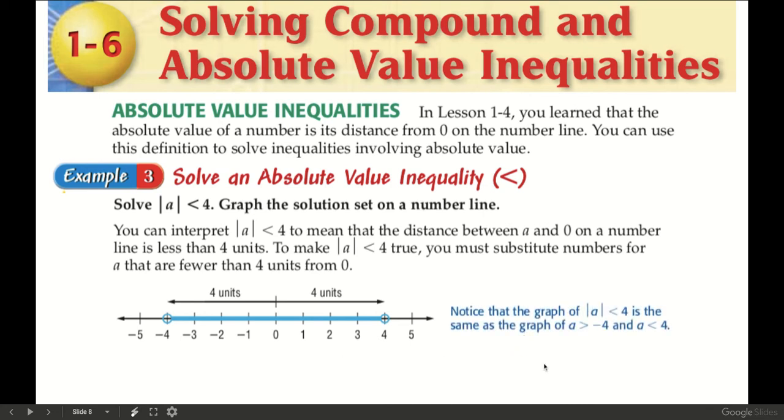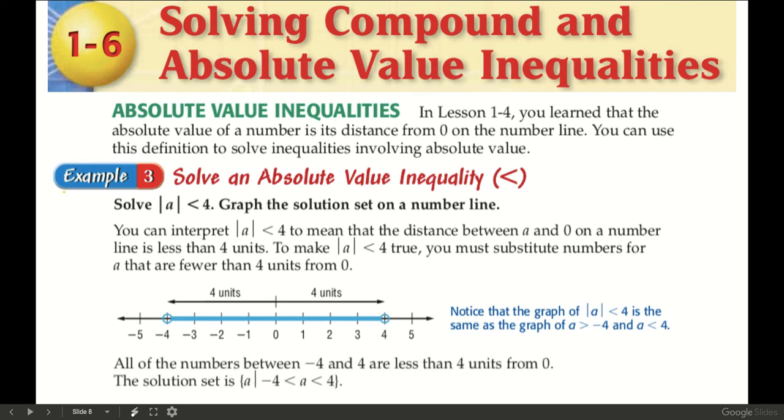So again, if you notice, the graph also would match that compound inequality, that a is greater than -4 and less than 4. And so when we go through and solve these absolute value inequalities, we're going to use that to our benefit. And again, this is just a formal way of writing, saying the solution set is for all values of a will be greater than -4 and less than 4.